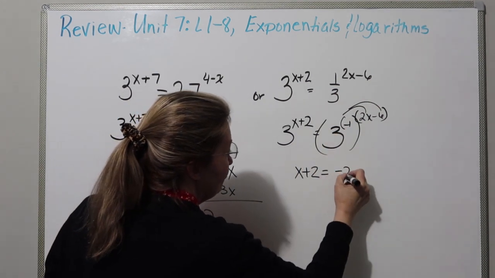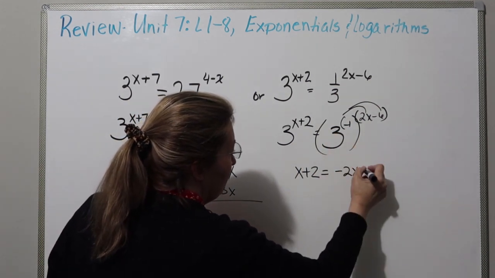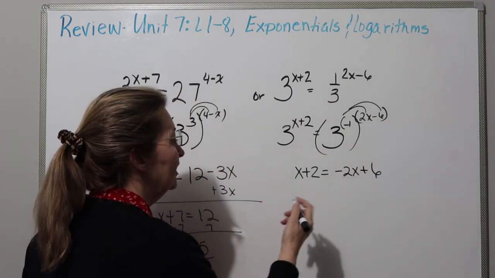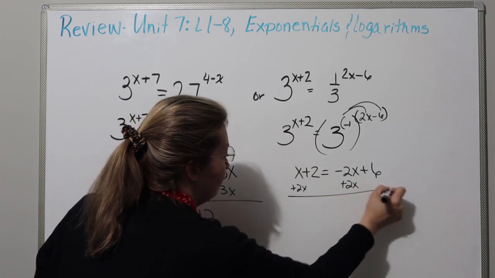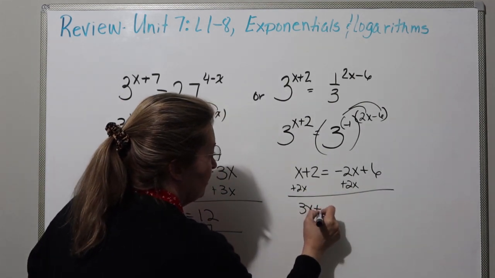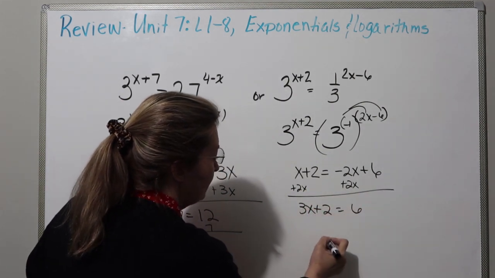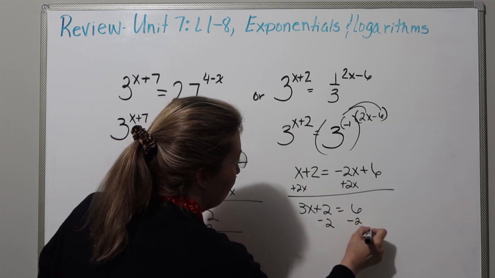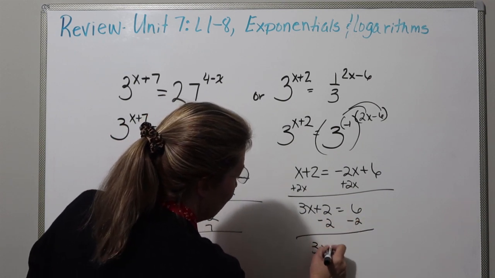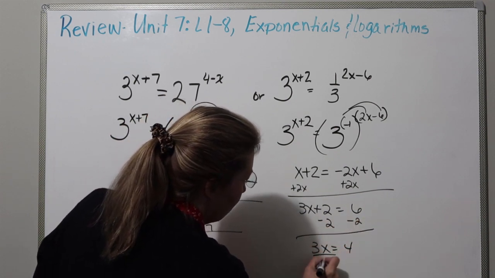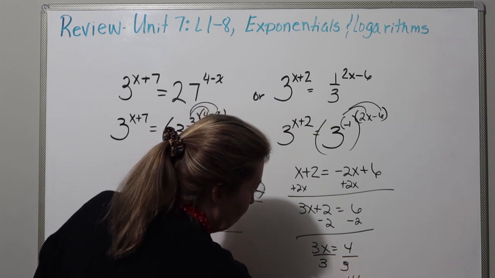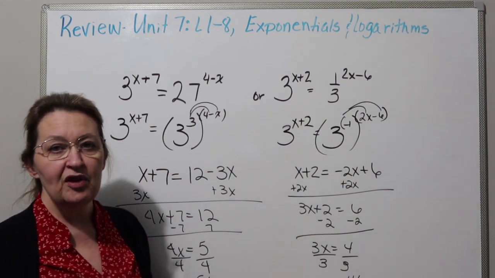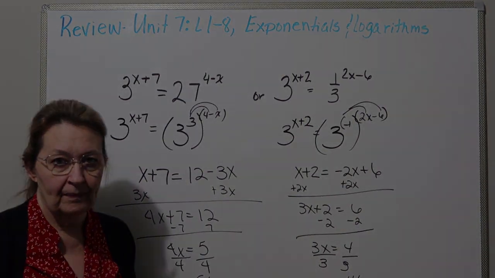-1 times 2x is -2x plus 6. Now you're ready to solve again. We're going to add 2x to each side. So you get 3x plus 2 equals 6. Subtract 2 from each side. 3x is equal to 4. Divide both sides by 3. And x is equal to 4/3. You can't be afraid of those fractions.